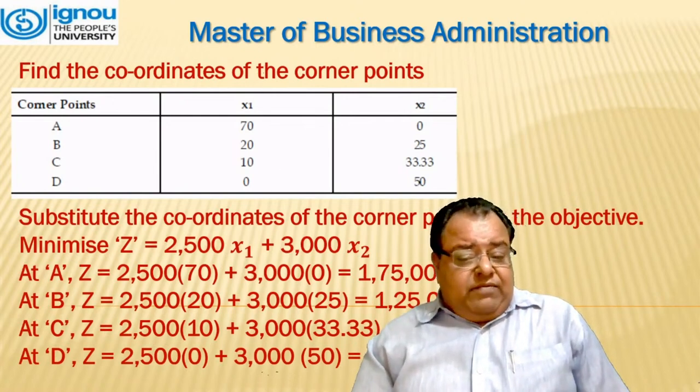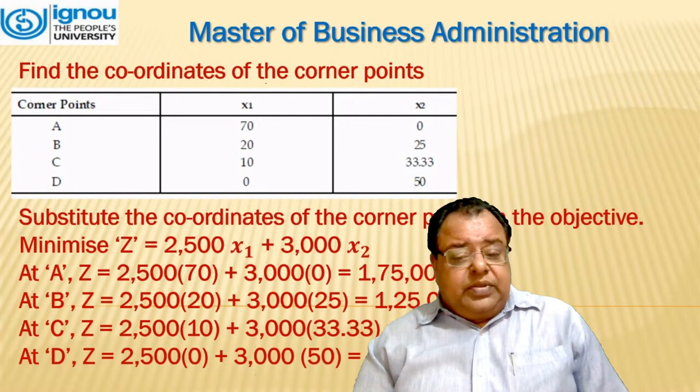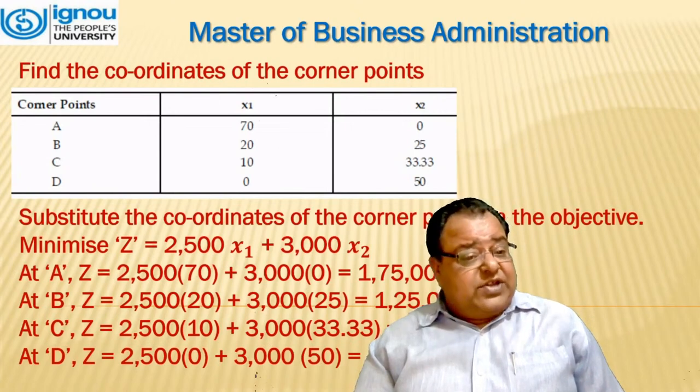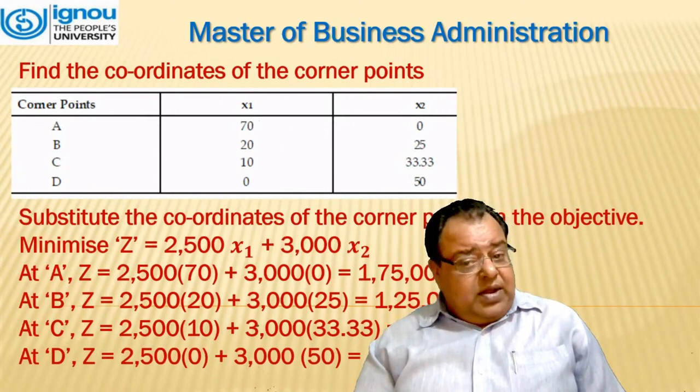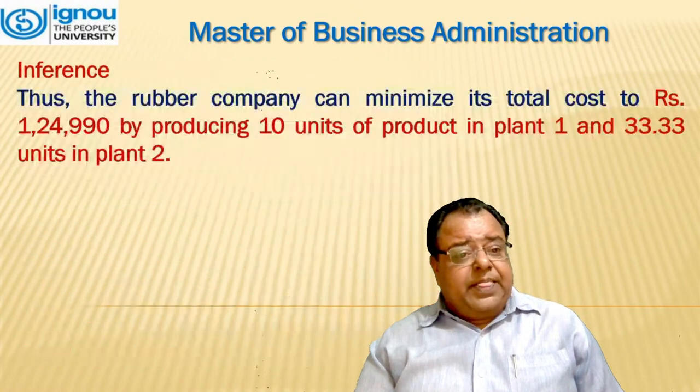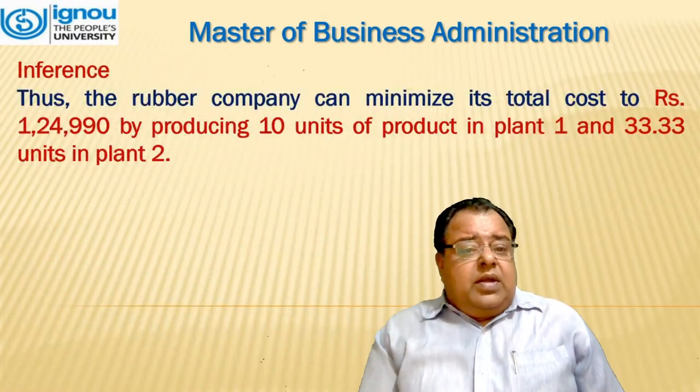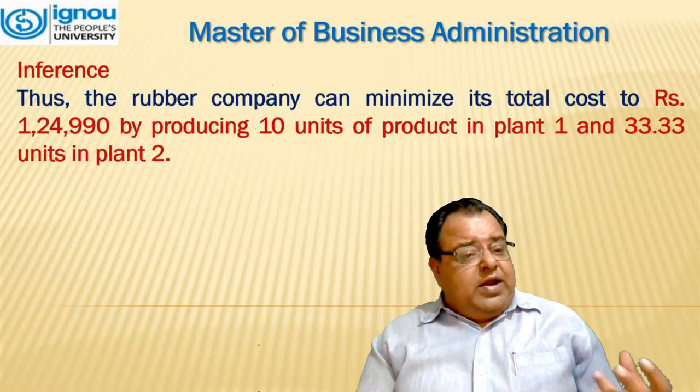We can see that we have to minimize, so that means it comes out to be 1,24,990 for C, that is 10,33.3. That is our conclusion.